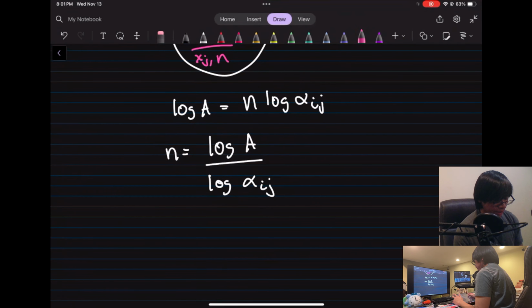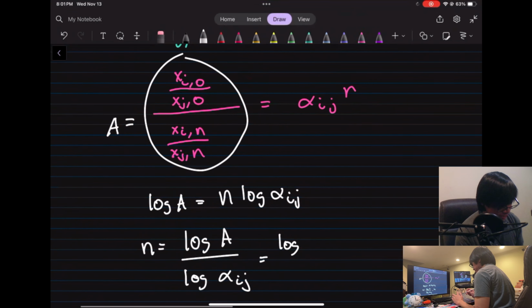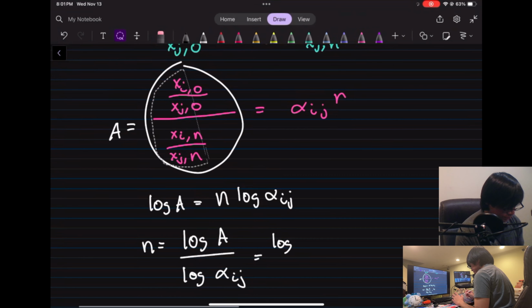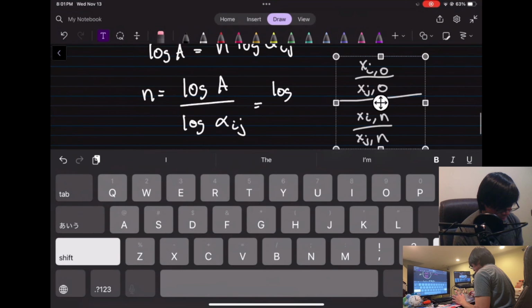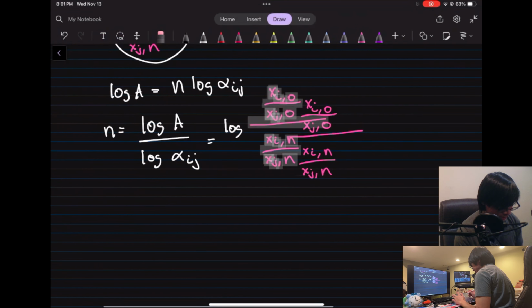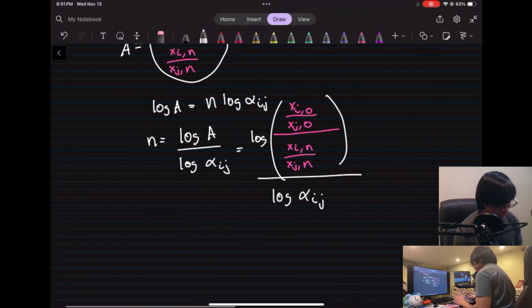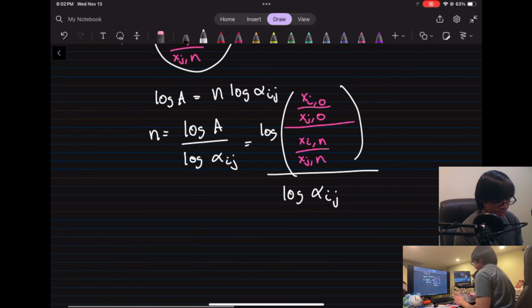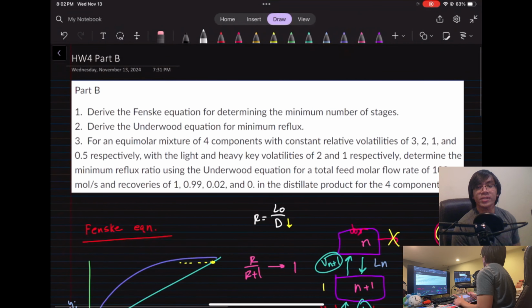I guess I can also rewrite this for the sake of clarity. Remember that a was that, so I'll copy paste this, because I'm lazy. We're going to be deriving for a while, so pardon my laziness. So log alpha ij, and that's our expression for the minimum number of stages. That's a little messy, but we got there. We won't be coding that out, but there you go. That's what the Fenske equation is.